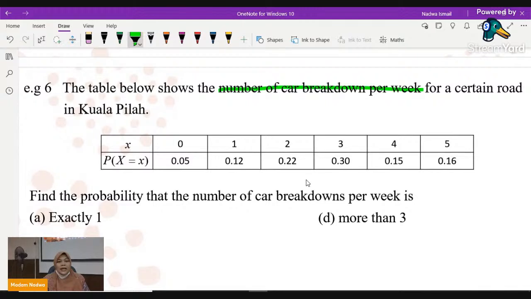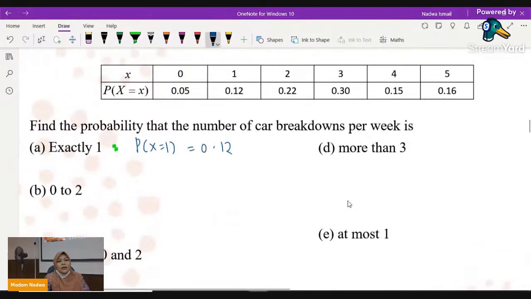You are not asked to check, but you can check whether this is a discrete random variable. The total must be one. But they ask to find the probability directly. Find the probability that the number of car breakdowns per week is exactly 1. Exactly 1 means probability X equals to 1, which is 0.12.